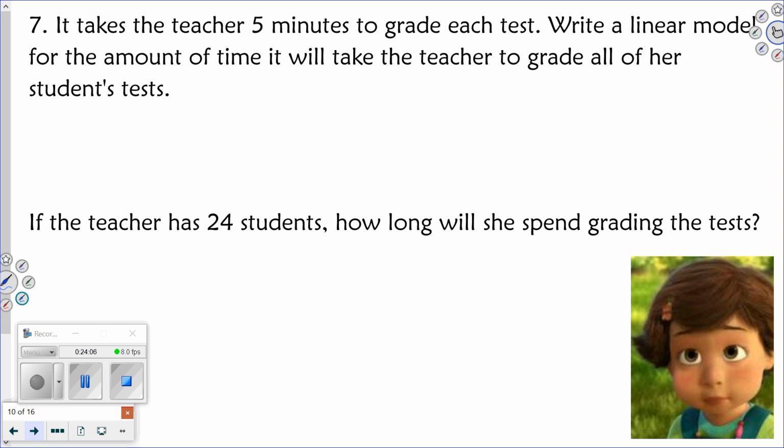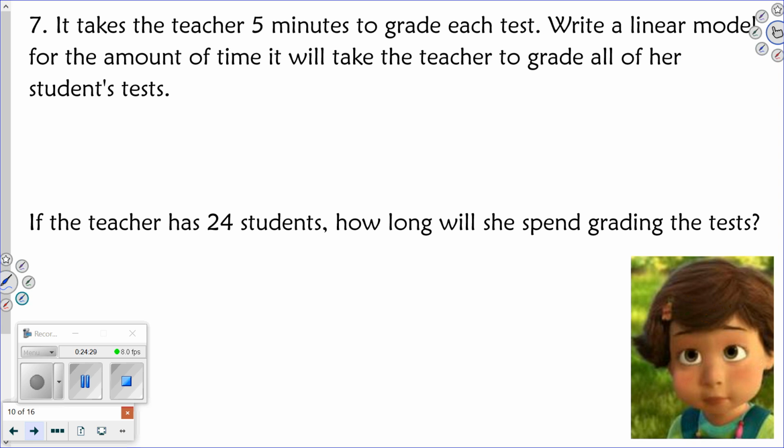All right, number 7. It takes the teacher 5 minutes to grade each test. Write a linear model for the amount of time it will take the teacher to grade all of her students' tests. This is why when you guys get mad that your teacher didn't have your test graded the very next day, it takes time. All right, so what's your equation look like?